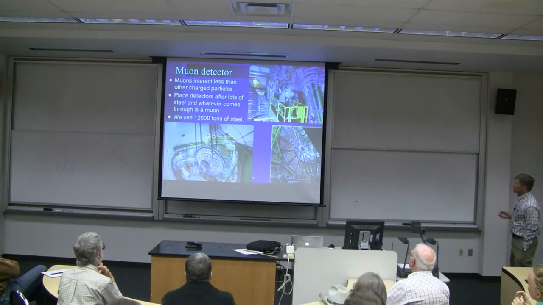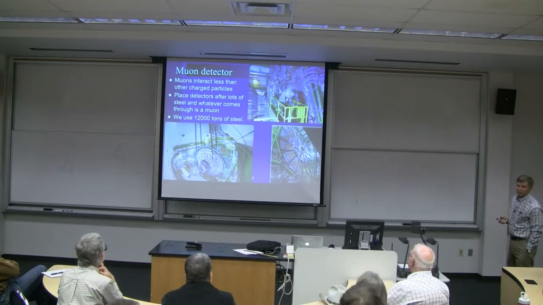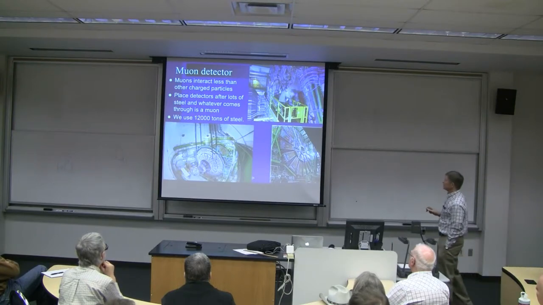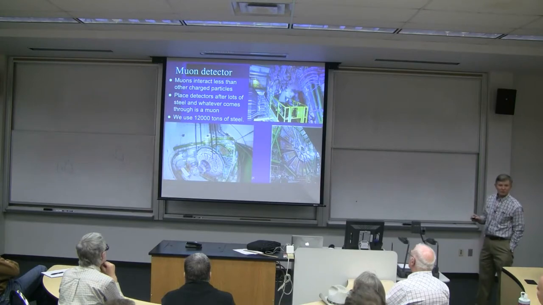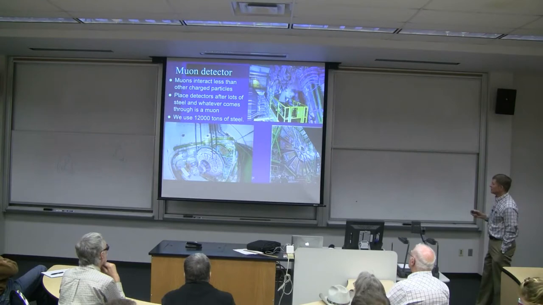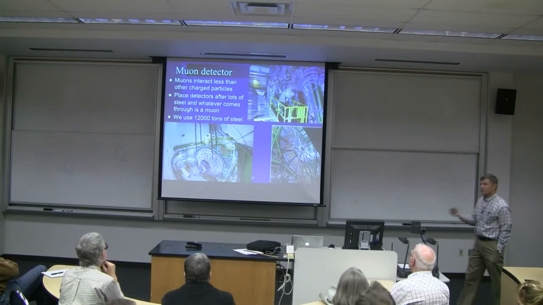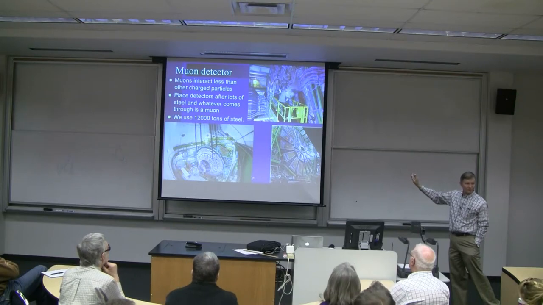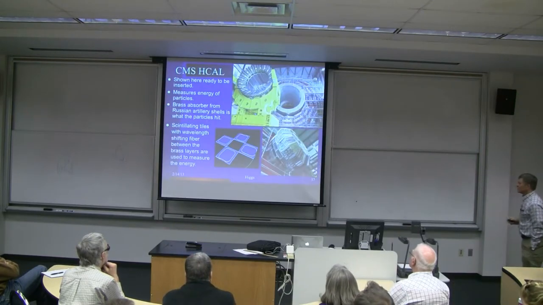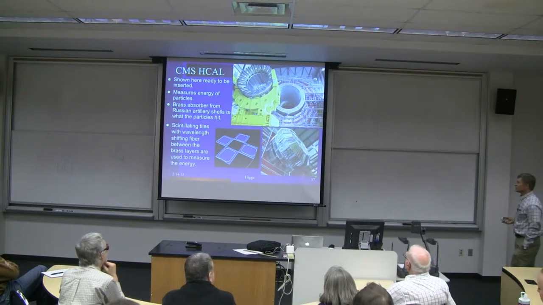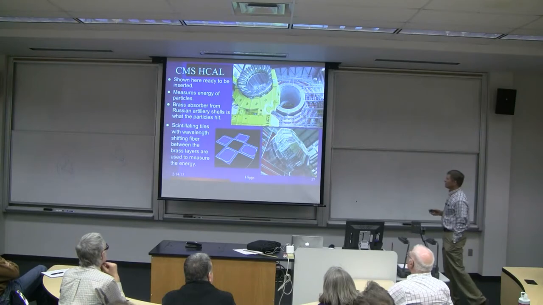Okay. I just wanted to say that the muon detector, I already mentioned, interacts weakly, so they go through everything. We use 12,000 tons of steel to sort of stop everything. So the only thing that goes through is something interacting weakly, a muon. And because we have so many different interactions, triggering on muons is a great thing to do, because not many of them get through everything. The device that measured energy from neutrons and protons, or pions, is called a hadron calorimeter.